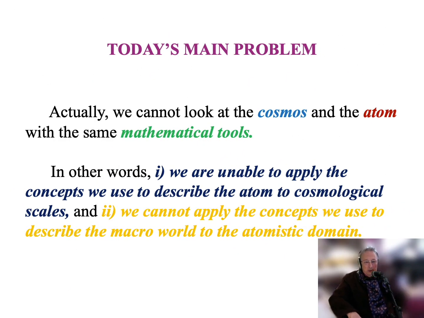Now, the way we see today's main problem is this. Actually, we cannot look at the cosmos and the atom with the same mathematical tools. In different terms, we are unable to apply the concepts we use to describe the atom to cosmological scales, and we cannot apply the concept we use to describe the macro world to the atomistic domain. So this is kind of a dichotomy we all face, actually.